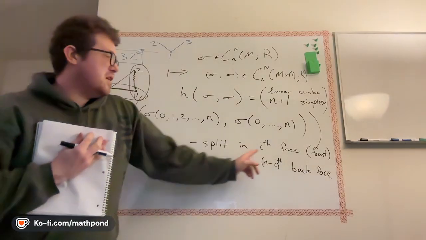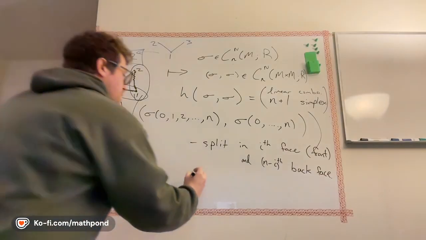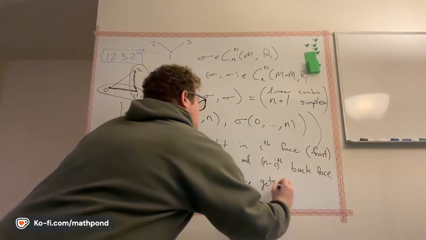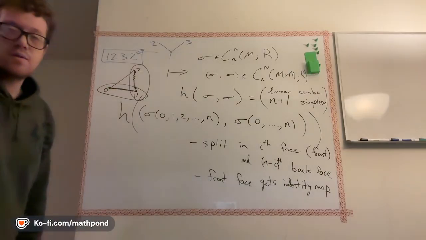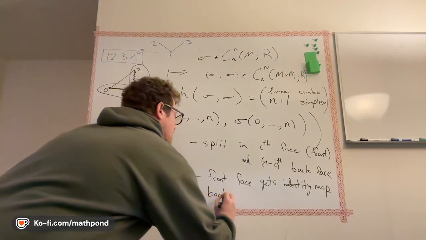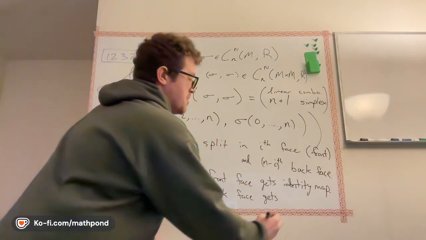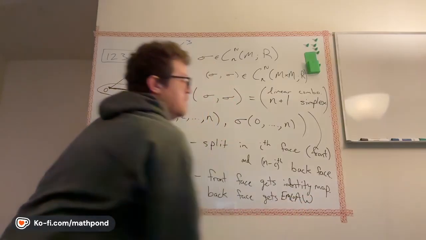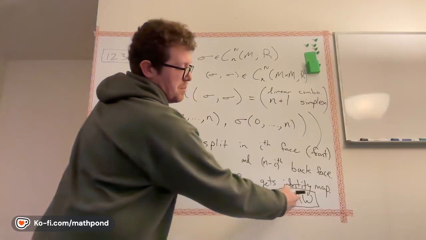Okay, so first you split it into the ith face and the n minus ith face for both components. And in the first component, the front face gets the identity map, aka you just do nothing to it. And then the back face gets a composition of the Alexander-Whitney map and this, I'll call it the Eilenberg-MacLane map, but it's basically the one-sided inverse. This is a composition here, EML composed with AW.